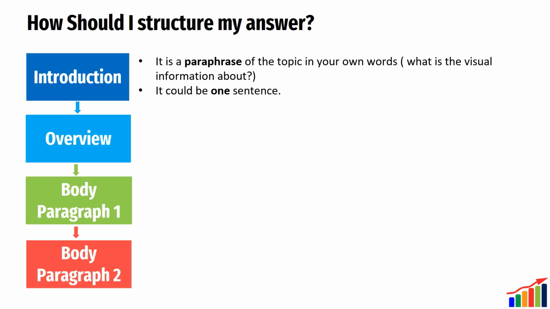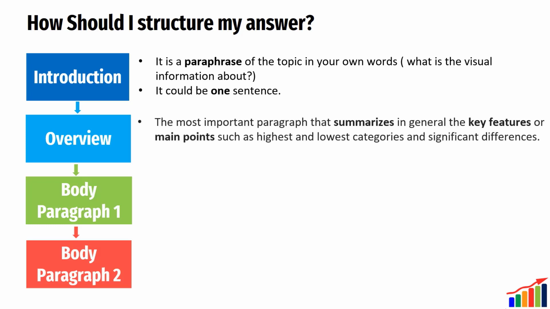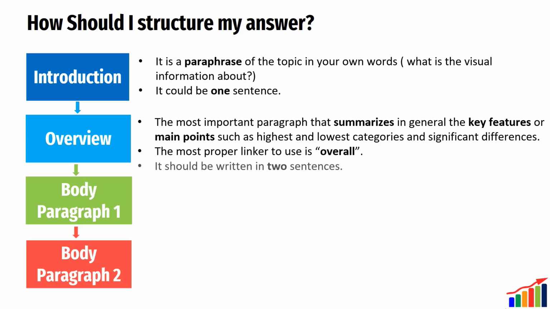After that is the overview paragraph, and it's the most important paragraph in your essay because it summarizes in general the key features or the main points, such as the highest and lowest categories and significant differences. And you will be graded on the overview, so please don't miss it. If you miss it, it will negatively affect your band. You should begin your overview with the linker overall. It's the most proper linker to start with. It should be written in 2 sentences.